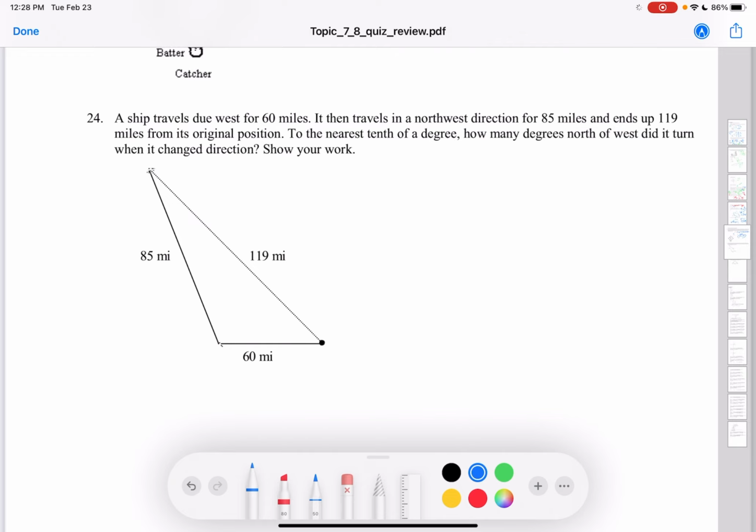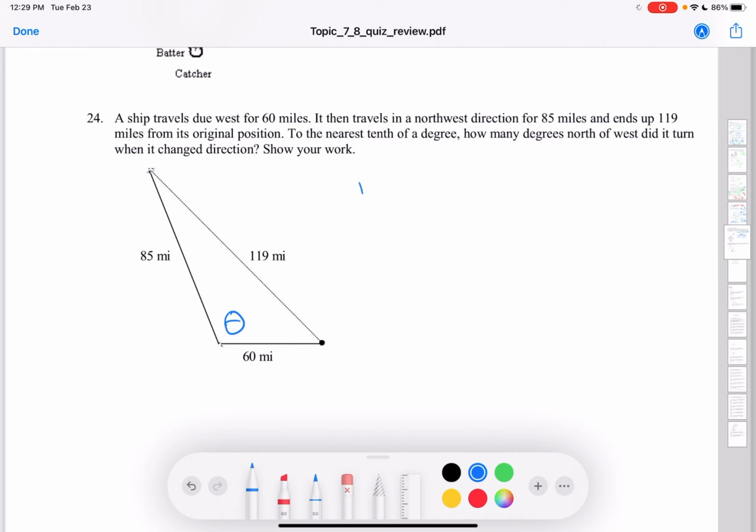Number 24. A ship travels due west at 60 miles. It then travels northwest for 85 miles and ends up 119 miles from its original position. To the nearest degree, how many degrees north of west did it turn when it changed directions? So they want us to find this angle right here. It's not the one we usually find, but that's when it changed direction, so that's what we're going to find.